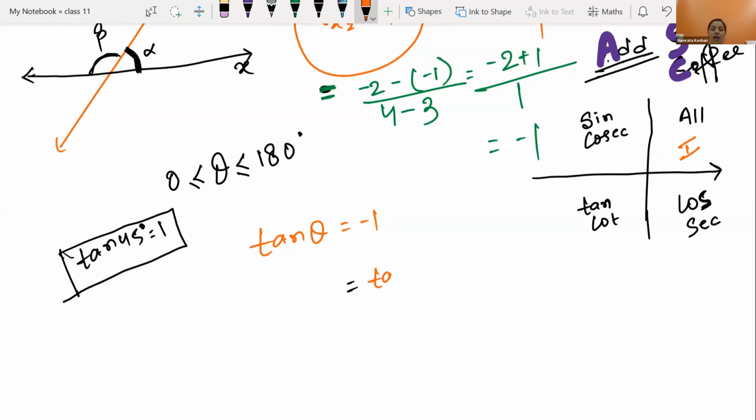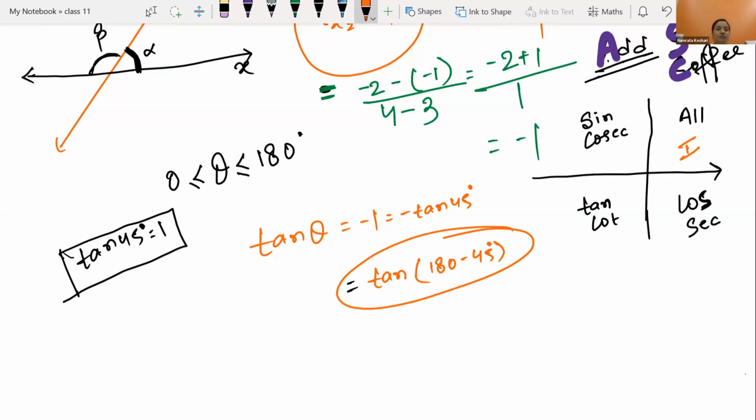We can have tan of 180 minus 45. This can be written as minus tan 45. -1 means minus tan 45. In the second quadrant, we can write it as this one. Yes or no? Yes, ma'am. Okay, hence the answer: 180 minus 45 you can do, and you will be getting 135 degrees. Is it clear? Yes, ma'am.